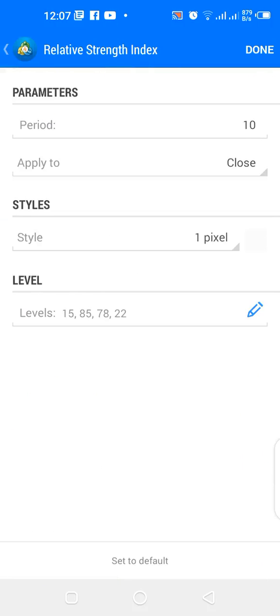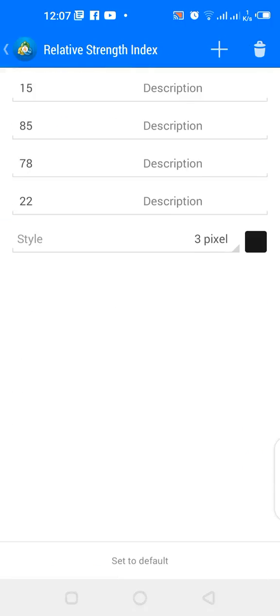And we have relative strength index, period is 10, apply to close. And for the levels, we have 15, 85, 78, and 22. Color is black.